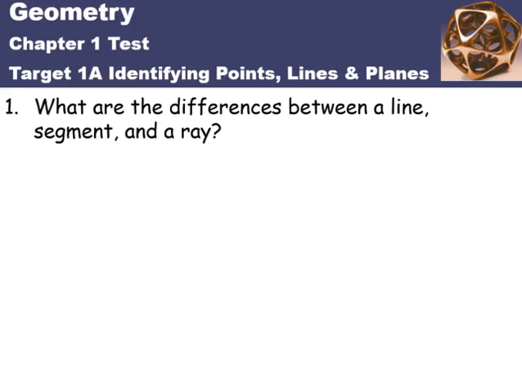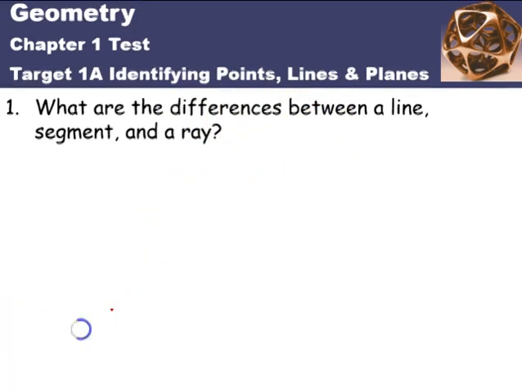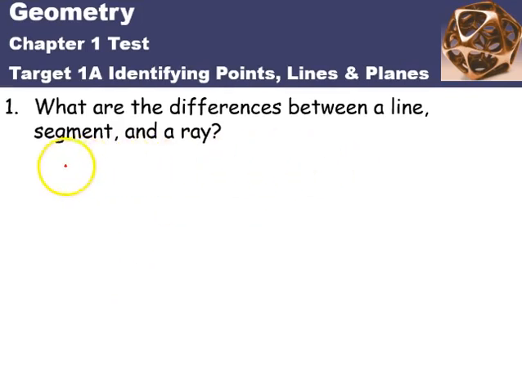So on the test when I was grading it, I noticed a lot of you just drew pictures. Pictures are nice, but I actually wanted some words out of this. So what are the differences between a line, a segment, and a ray? So let me grab a pen. Okay, so this is a line. And this is a segment. And this is a ray. So what's the difference?